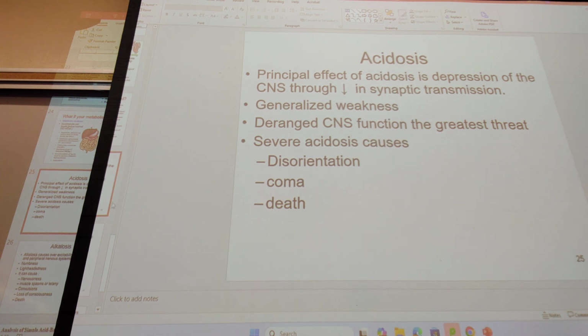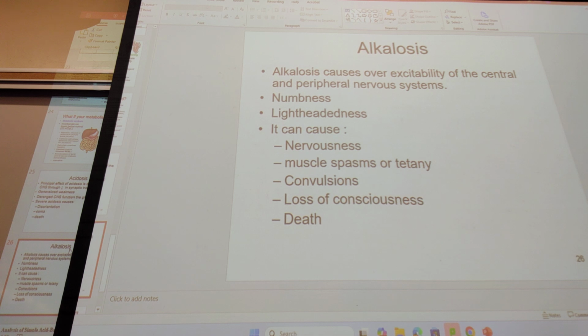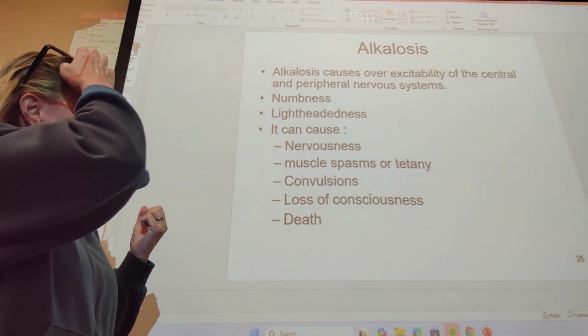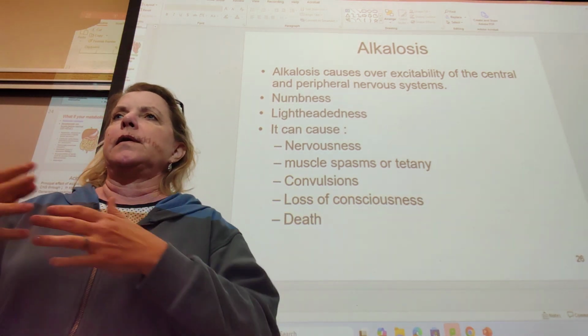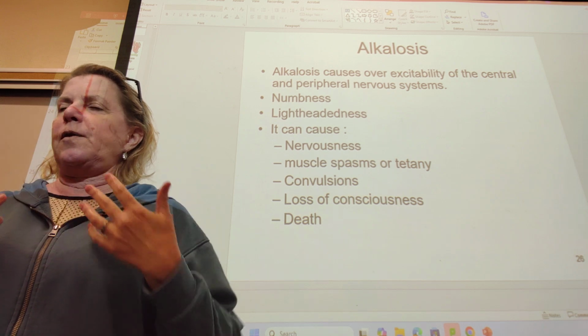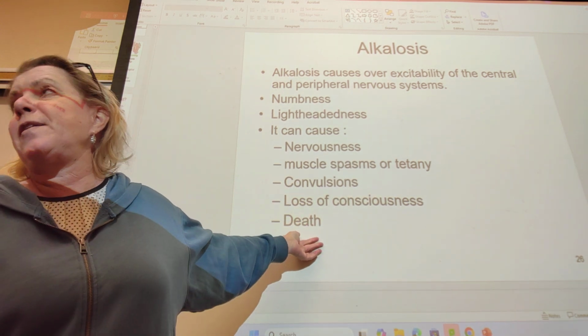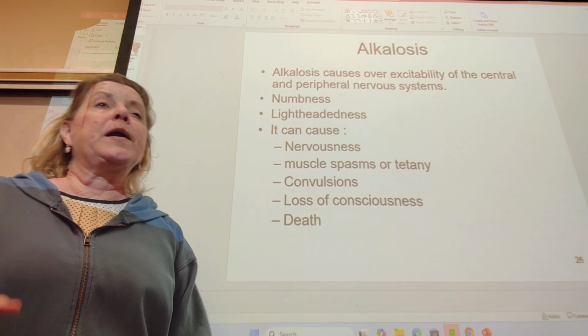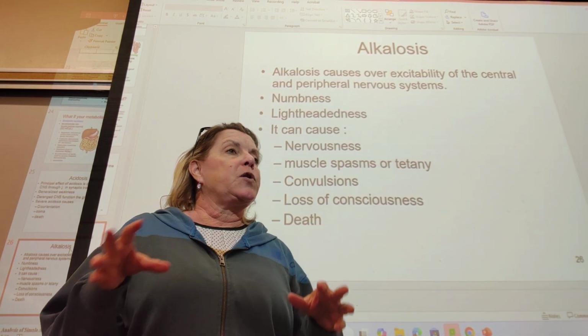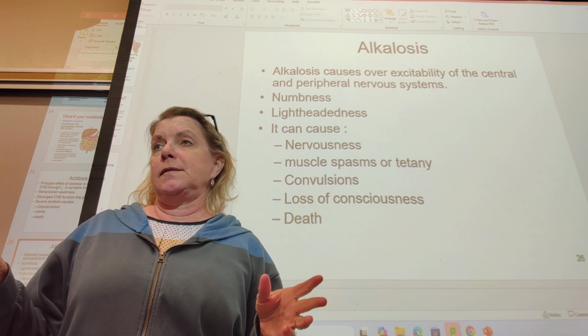So we see weakness in our patient with acidosis. They have disorientation. They're not with it. They're not okay. On the other side, alkalosis, we see overexcitability. We see muscle spasms. So the patient will be like this. And there's a reason why. I can tell you the molecular reason why, but I want us to get ready for lab. But still, death can occur. So, right, we don't want our patients to die. And there is no partial credit for your patient dying.